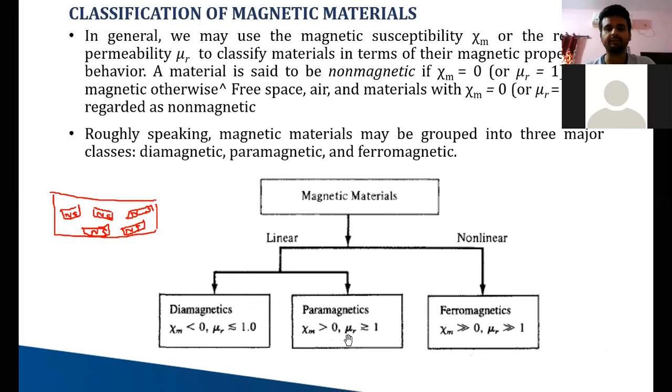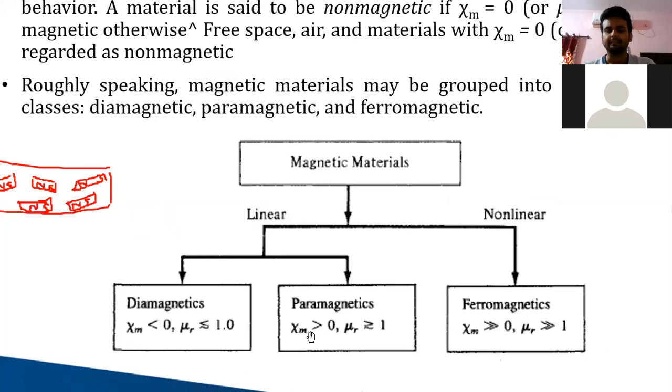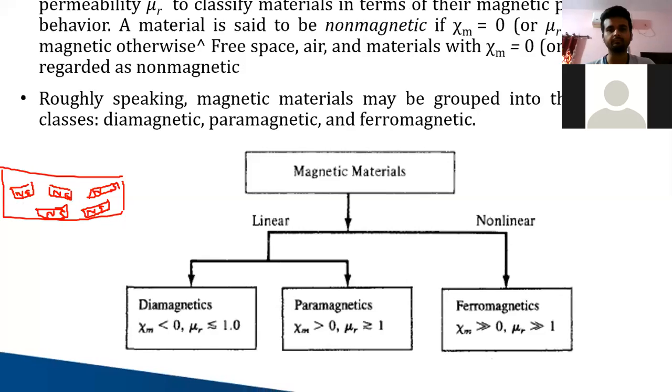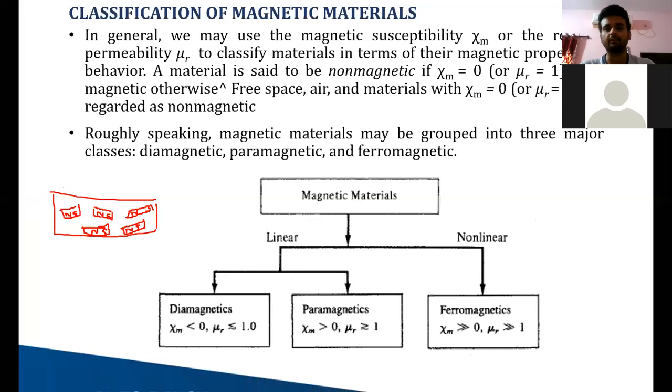Now, what is paramagnetic material? Paramagnetic material is where susceptibility is slightly positive and mu r is greater than 1. See, in the diamagnetic case, permeability or mu r is less than 1. But in this case, mu r is greater than 1, and susceptibility is slightly positive. So that is an example of paramagnetic material.